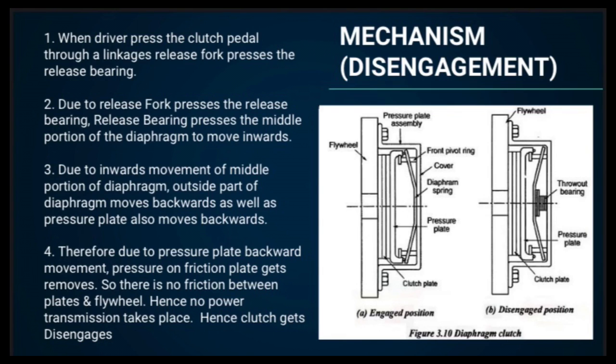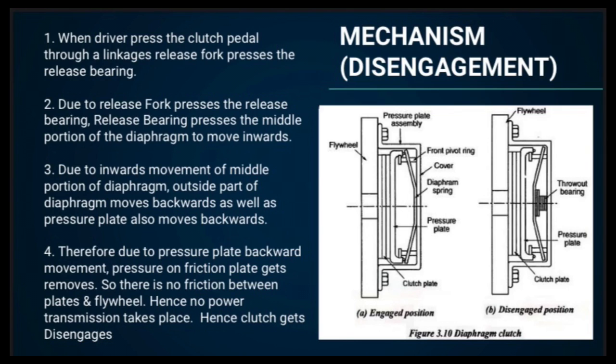At disengagement phase, when the driver presses the clutch pedal through a linkage, the release fork presses the release bearing. The release bearing presses the middle portion of the diaphragm to move inward. Inward movement of middle portion of diaphragm makes the outside part of diaphragm move backward as well, as the pressure plate also moves backward. Therefore, due to pressure plate backward movement, pressure on pressure plate gets removed, so there is no friction between plate and flywheel. Hence, no power transmission takes place.